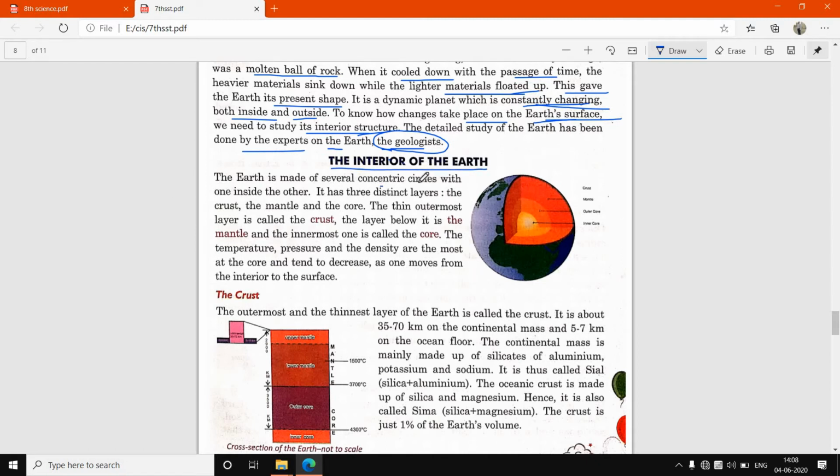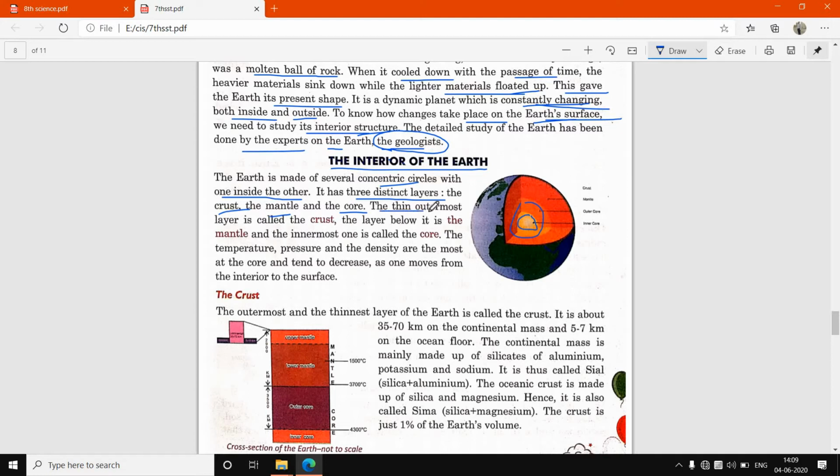The earth is made up of several concentric circles with one inside the other. It has 3 distinct layers: the crust, mantle and core. Our earth is made up of several concentric circles. For example, one circle here, then one above it, then another above it. Circles which have the same center are called concentric circles. Our earth is made up of them. The distinct layers of the earth are divided into 3 parts, that is the crust, mantle and core.